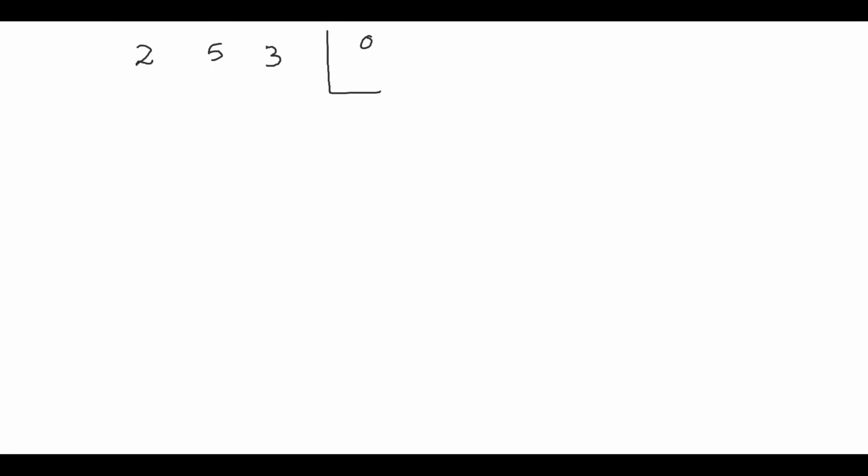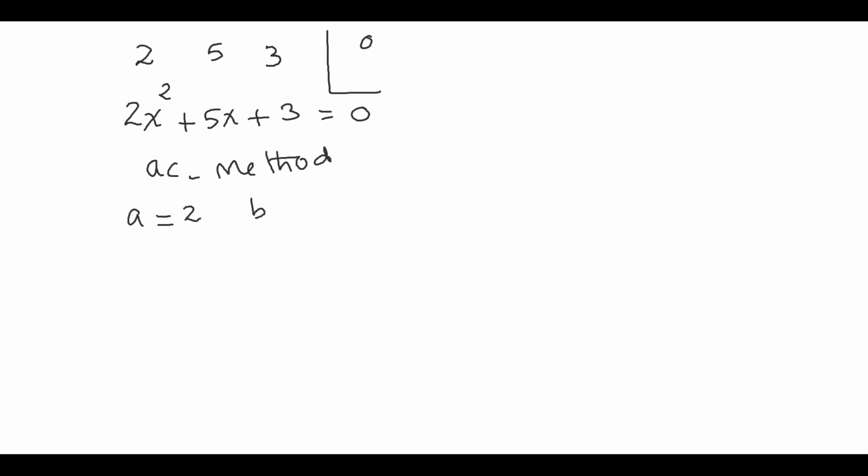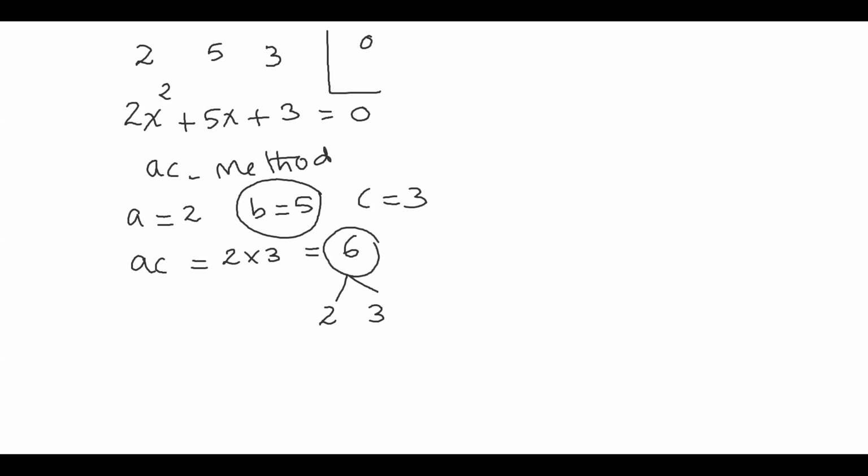That means the polynomial is 2x squared plus 5x plus 3. So now we have to factor this to find the rest of the zeros. To solve, we have to set this one equal to 0. Now we are going to use the AC method. So A is 2, B is 5, and C is 3. So A times C is 2 times 3, which is 6. Now we have to find the factors of 6 that add up to 5. So the factors of 6 are 2 times 3.